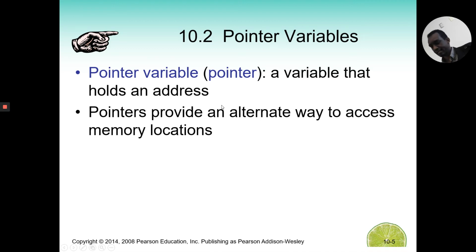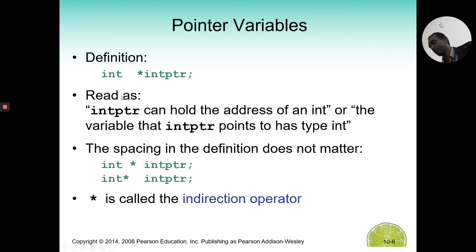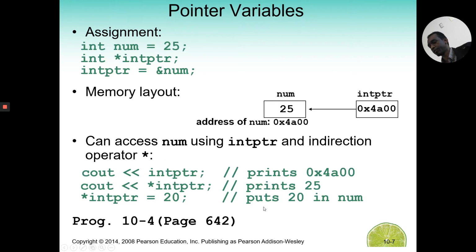A pointer variable is a variable that holds an address. It provides an alternative way to access a memory location. In the definition int asterisk pointer, it can hold the address of an int, or the variable int pointer points to has type int. The spacing in the definition doesn't matter. The asterisk is called the indirection operator. Okay, so that's the way you assign it, and the memory layout. So num shows you where that points to.